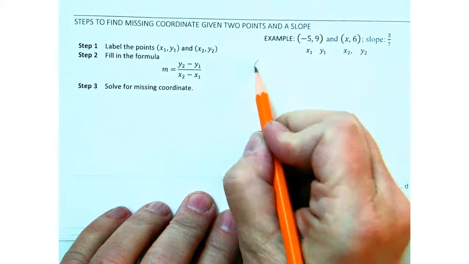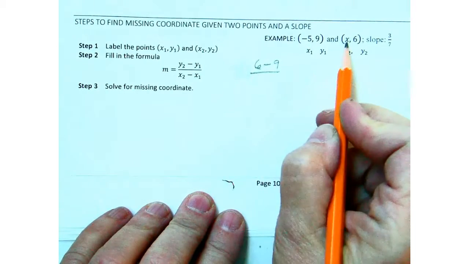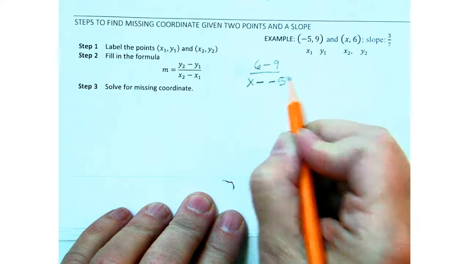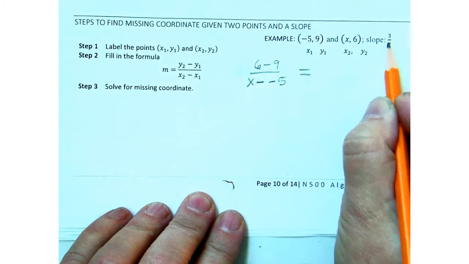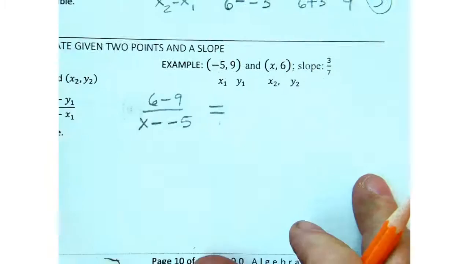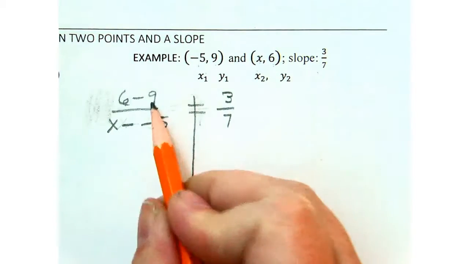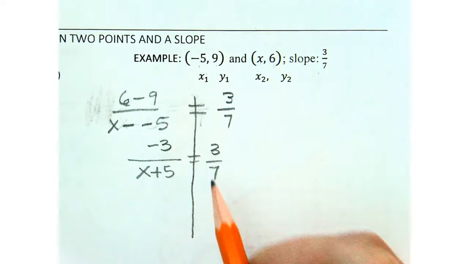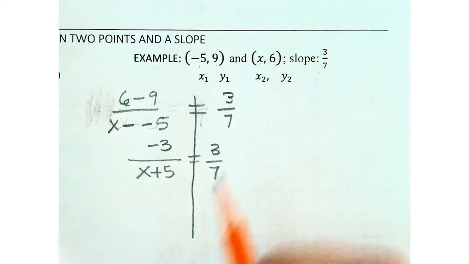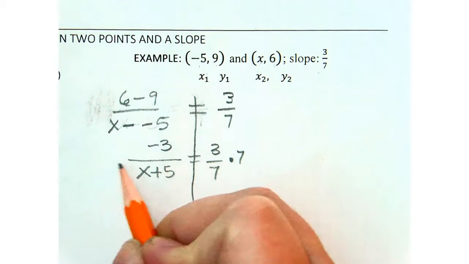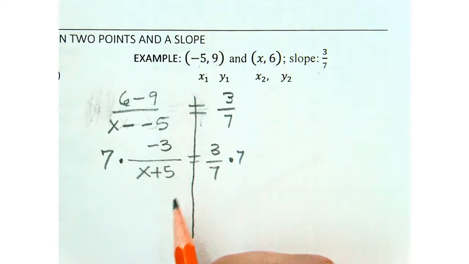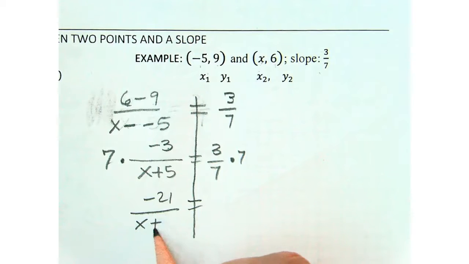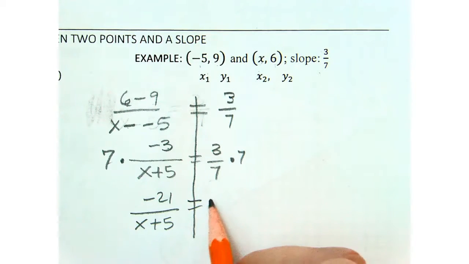6 minus 9 is y sub 2 minus y sub 1, and x minus -5 is x sub 2 minus x sub 1. This equals our slope, which is 3/7. Now simplify. We have -3 over x plus 5 equals 3/7. Now what we want to do is eliminate the denominator 7 by multiplying both sides by 7. This gives us -21 over x plus 5 equals 3.